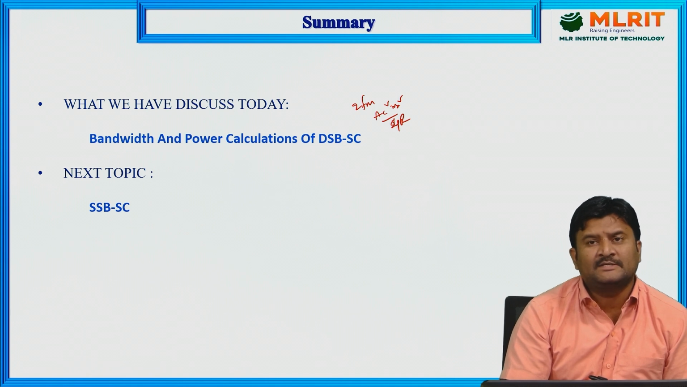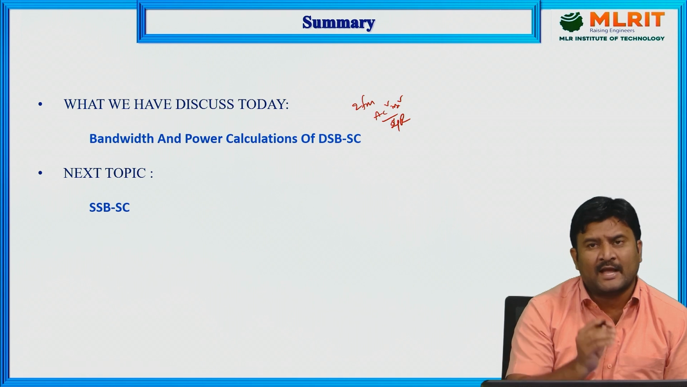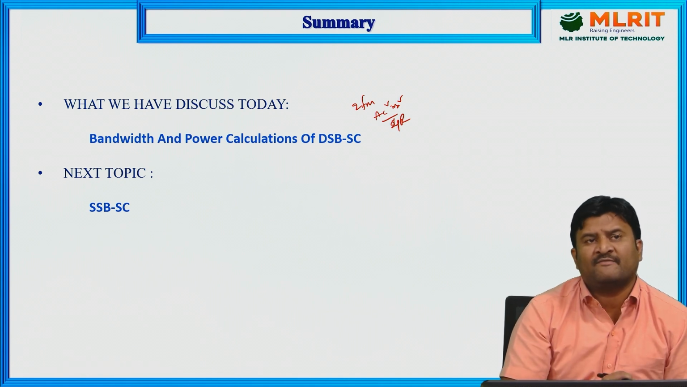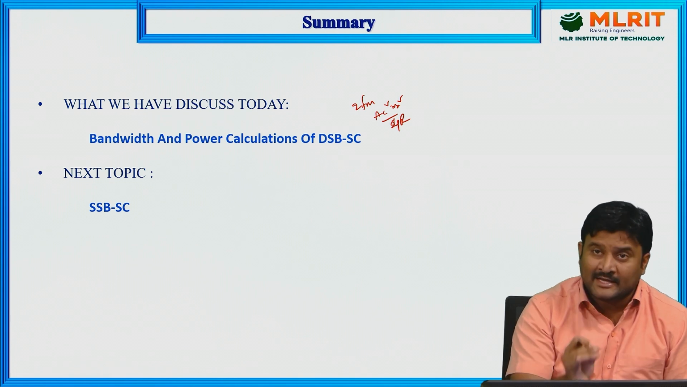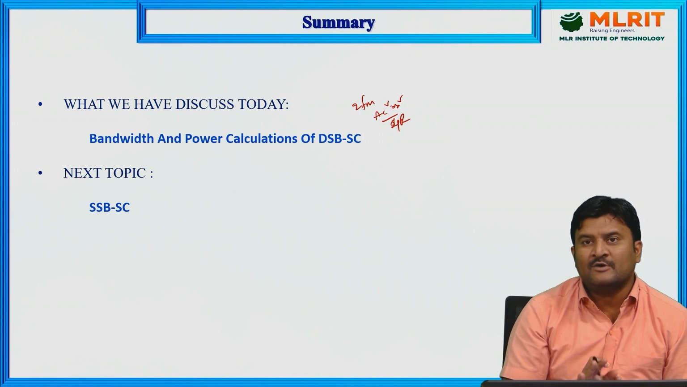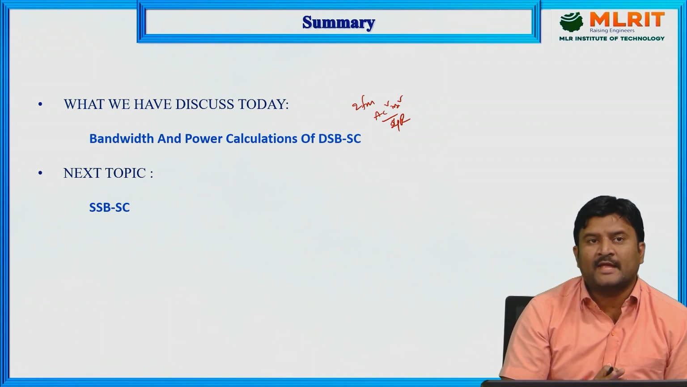In the next session we will discuss SSB-SC, nothing but single sideband suppressed carrier. That means in the case of double sideband suppressed carrier, only the carrier is suppressed. We had the two sidebands, but in the case of single sideband suppressed carrier, you suppress the carrier as well as one sideband. Carrier and one sideband. That's why it is called single sideband suppressed carrier.